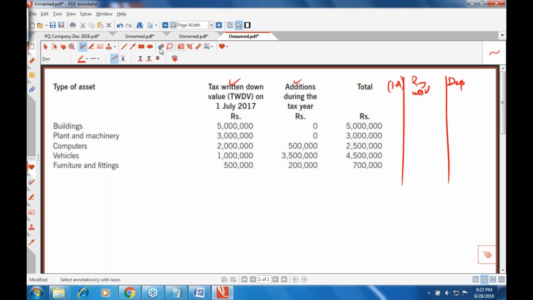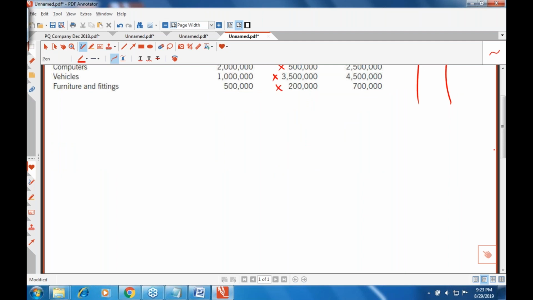So first of all, the first thing that we need to understand is the initial allowance which needs to be claimed. There is no addition in the building. There is no addition in plant and machinery. The computers are not subject to initial allowance. In fact, the vehicles are not subject to initial allowance. The furniture and fittings are not subject to initial allowance.